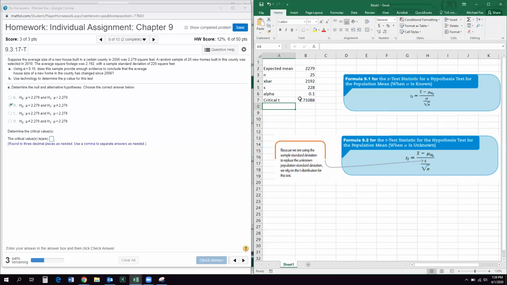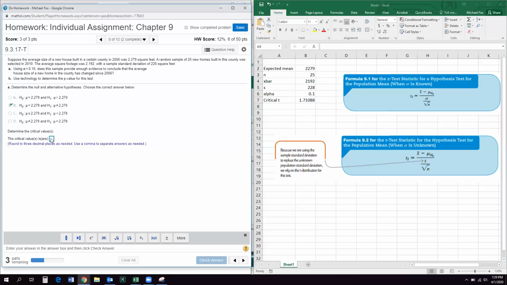Because this is two-tailed, it's going to be plus or minus that. And it wants it to 3 decimals. You have to read carefully, this problem got me earlier because I was not reading it carefully. So negative 1.711 and then positive 1.711.